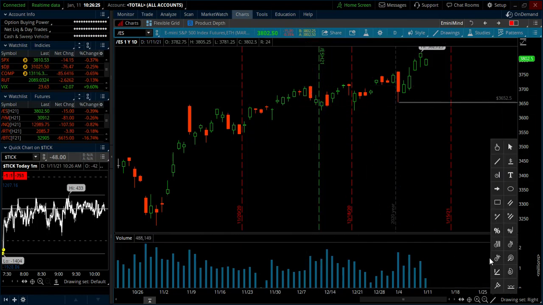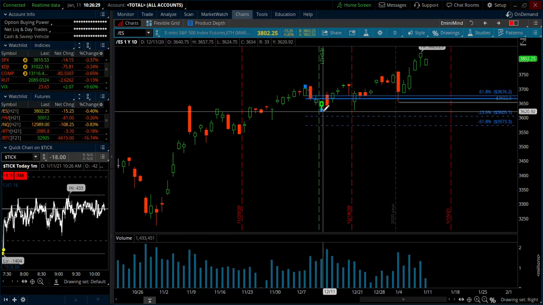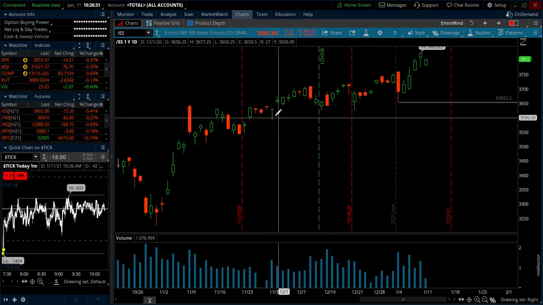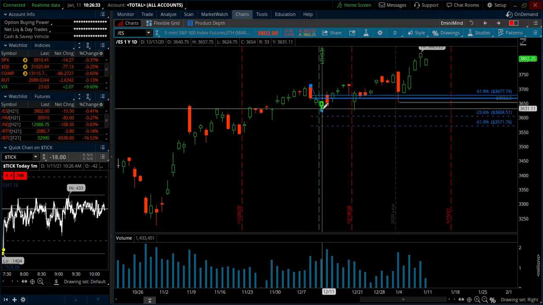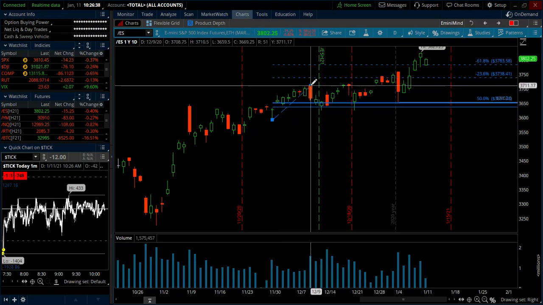If I were to draw up a retracement like this on the short side, because the swing low is back here, rather than trying to get short, I'm looking at adding to and getting long.